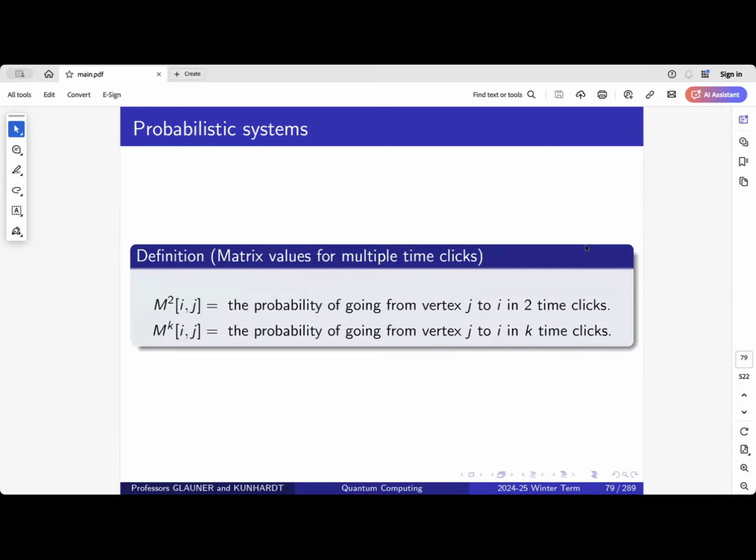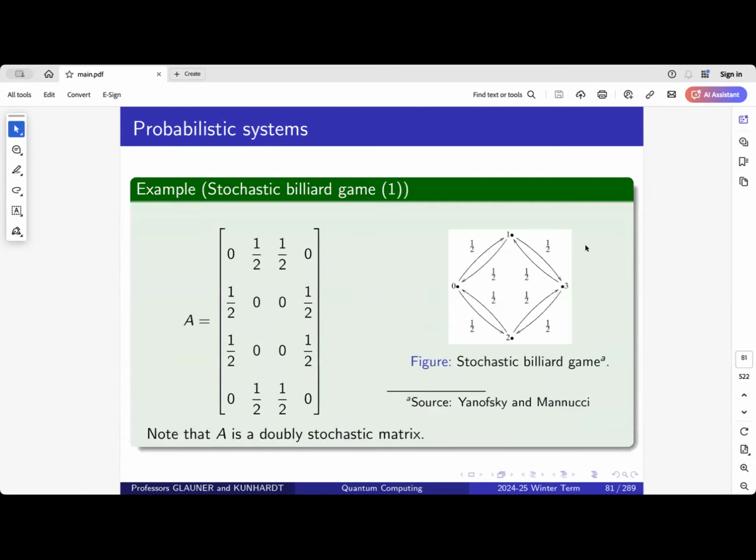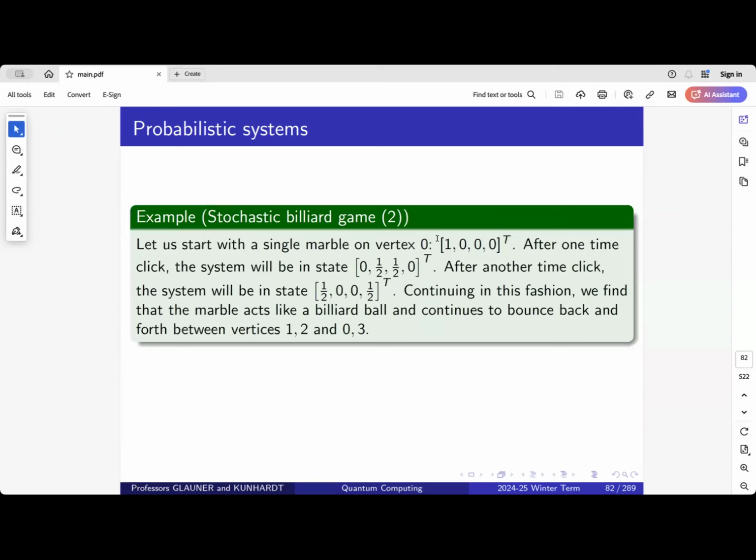All the things we introduced, like multiplying the matrix with itself to do multiple time clicks, are here the same as before for the deterministic systems. And we introduced this stochastic billiard game. Today we'll continue with the billiard game from a quantum perspective. The stochastic billiard game looks this way: we have a doubly stochastic matrix. We have 4 states, or 4 positions, 0, 1, 2, and 3. And our start state starts in vertex 0, or position 0.